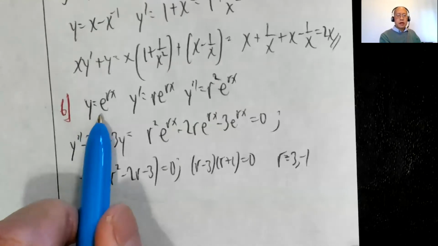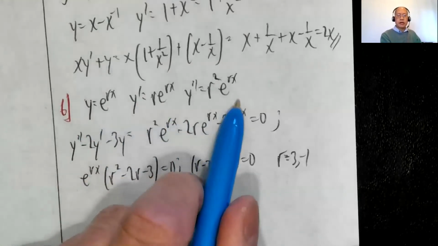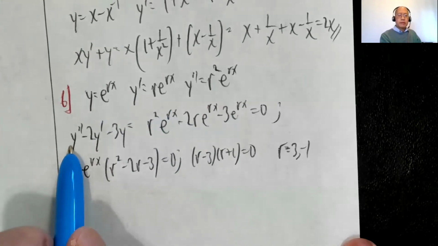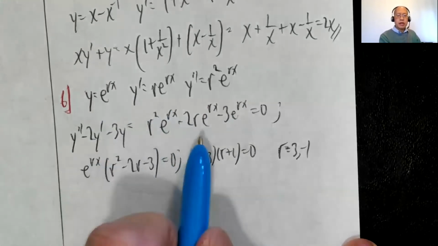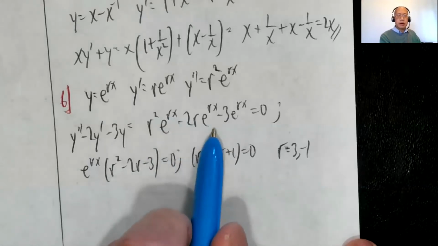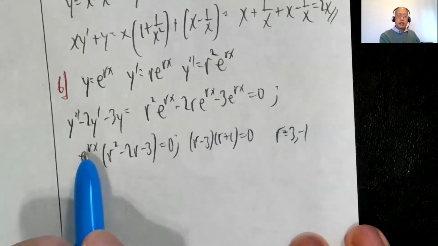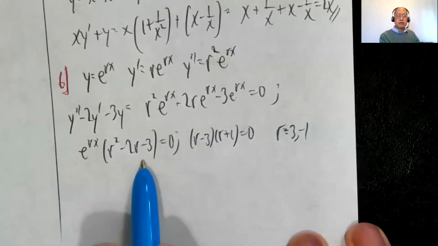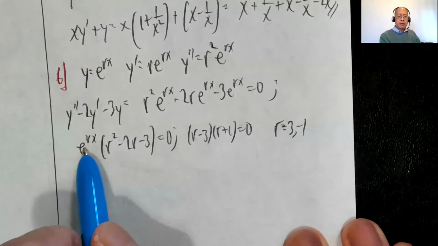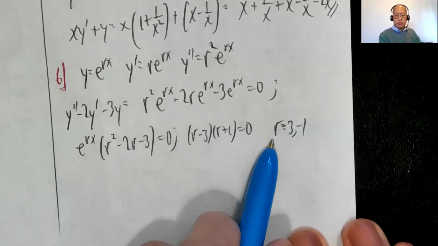Number 6, y is e to the rx. y prime is r e to the rx. y double prime is r squared e to the rx. So y double prime minus 2y prime minus 3y is r squared e to the rx minus 2r e to the rx minus 3 e to the rx. Set that equal to 0. Factor out the e to the rx, r squared minus 2r minus 3. So e to the rx can't be 0. So this factor, r minus 3, r plus 1. So r is either going to be 3 or negative 1.